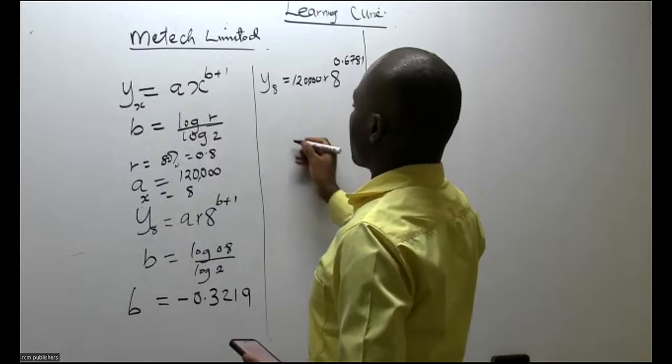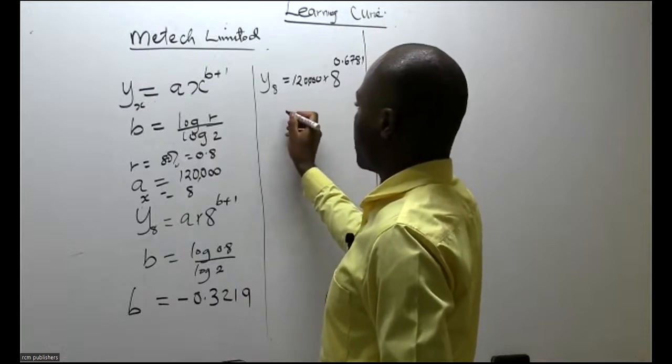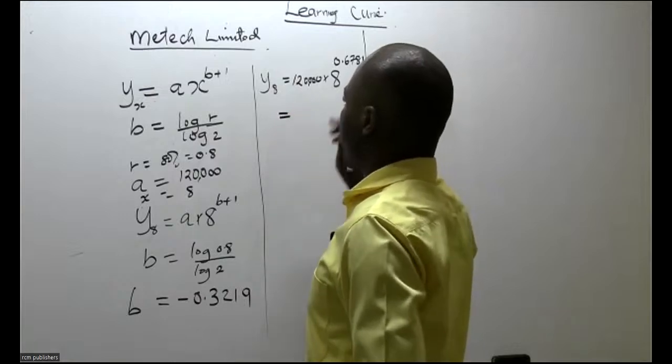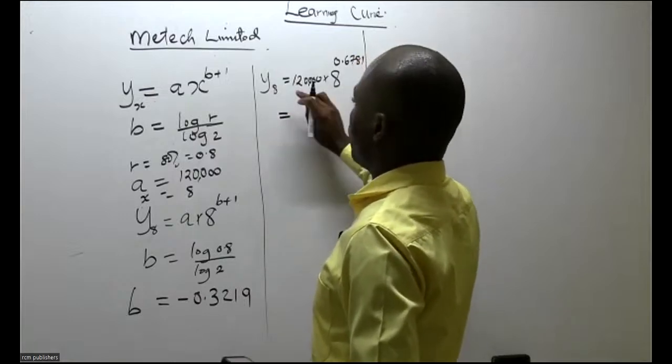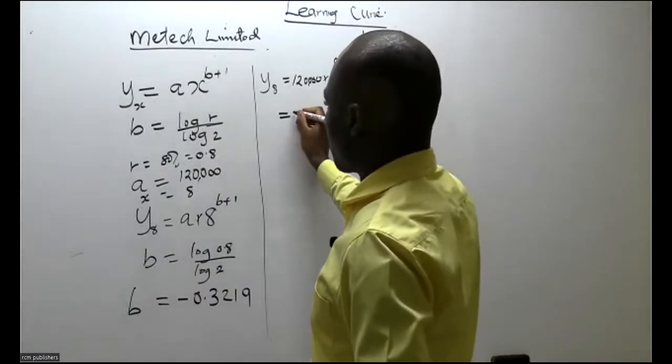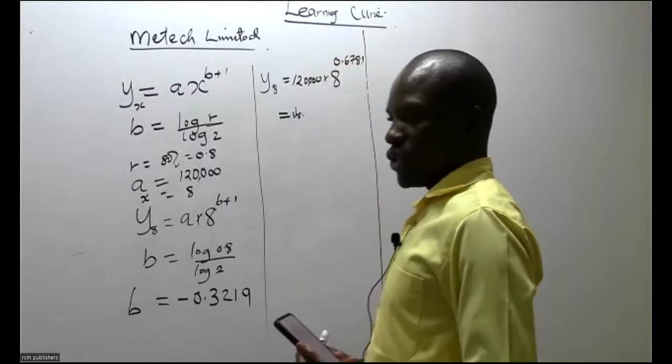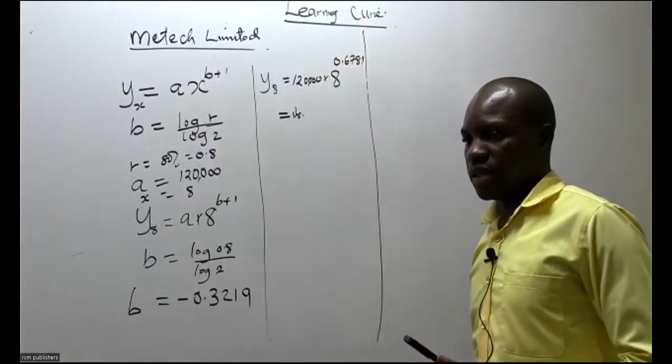0.676781. So go ahead and give me the total labor cost for the first 8 batches. Just take this raised power and multiply by 120,000. What are you getting? The total labor cost for the first 8 batches.